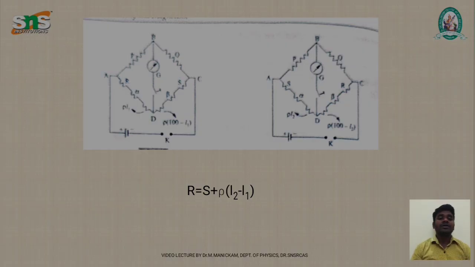Finally we get the unknown resistance value, which is equal to S plus rho into L2 minus L1. So this is the final equation to find out the resistance value.